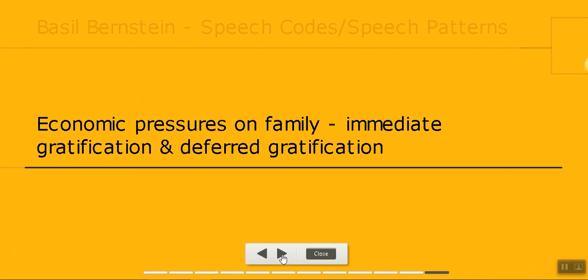Now, another factor related to cultural deprivation theory is economic pressure on the family. That is, we are going to look at immediate gratification and deferred gratification. Due to economic pressures on family life, working class children are leaving school at the earliest opportunity. So working class parental attitude along with economic pressure together leads towards immediate gratification. Working class pupils expect immediate gratification, whereas middle class pupils understand the benefit of deferred gratification.